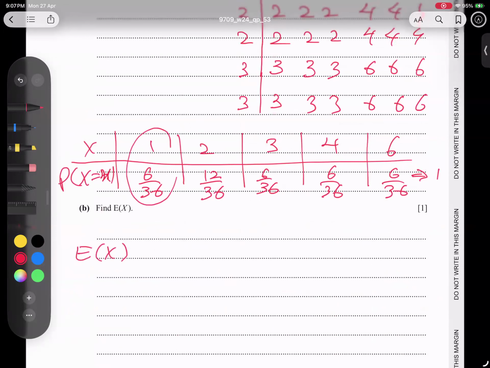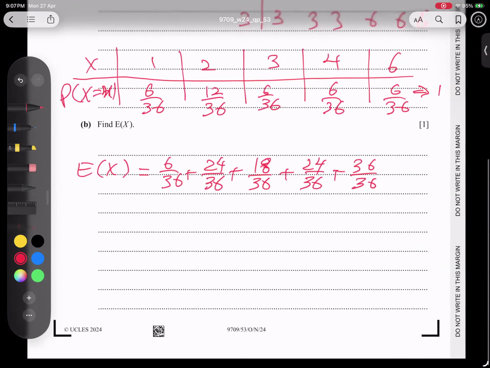So multiply them all and add them all. So I'm getting 6 over 36. 2 12s are 24, so 24 over 36. 3 6s are 18, so 18 over 36. And 24 over 36. And 36 over 36.